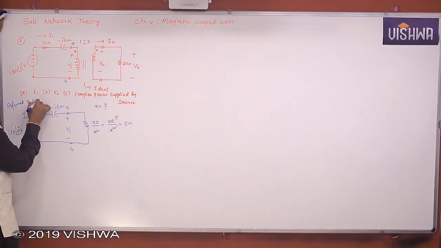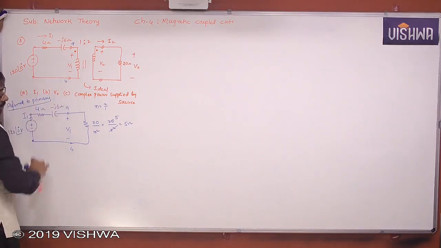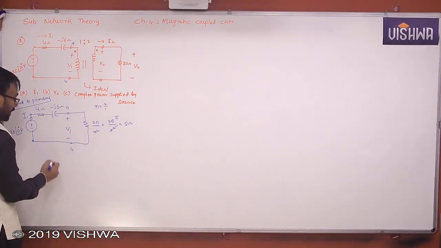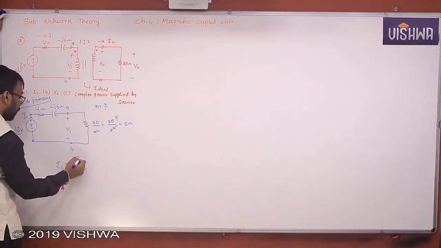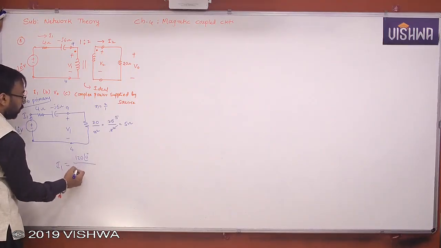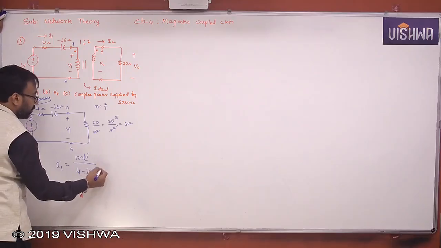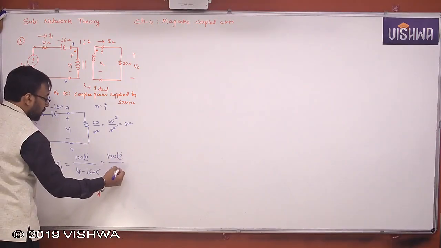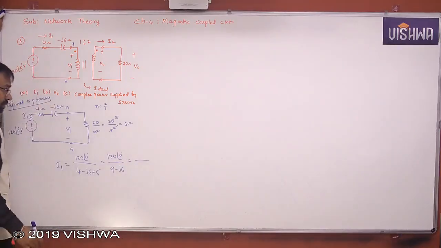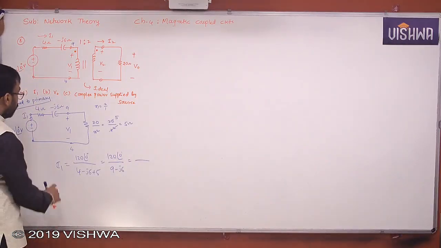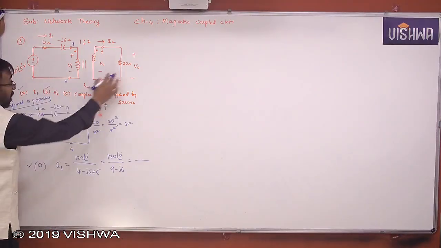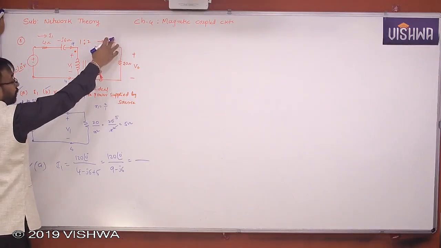Better you write it. When the circuit is referred to primary, I now eliminate the transformer and draw the equivalent of it. So what is I1 here? I1 is nothing but 120 at an angle of 0 divided by 4 minus J6 plus 5, that is, 120 at an angle of 0 divided by 9 minus J6. If you simplify, you'll get some answer here. Getting all of you? Once you know I1, this part is over. Now what is my next objective? V0. For V0, I need to find I2.